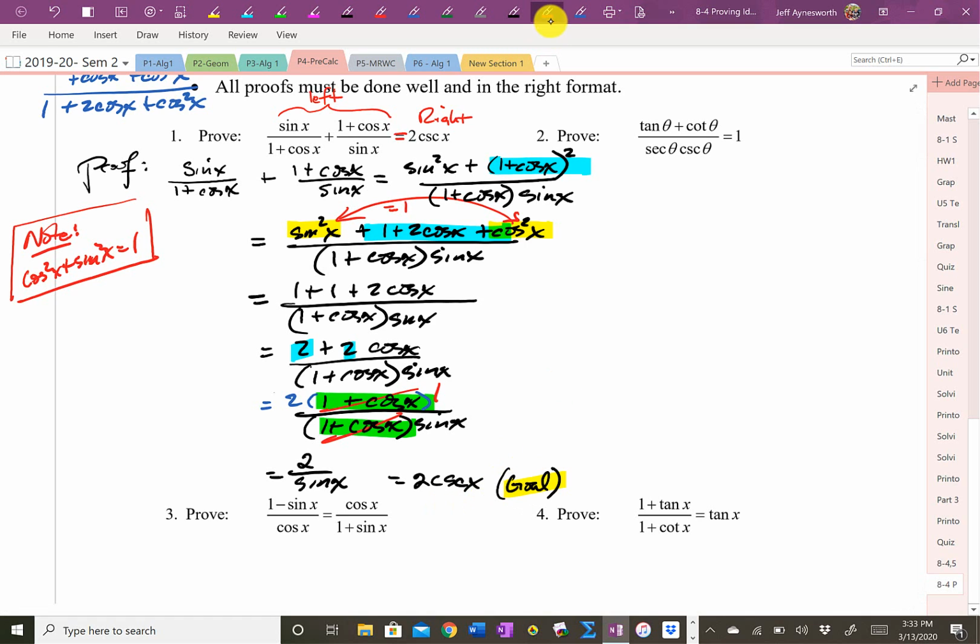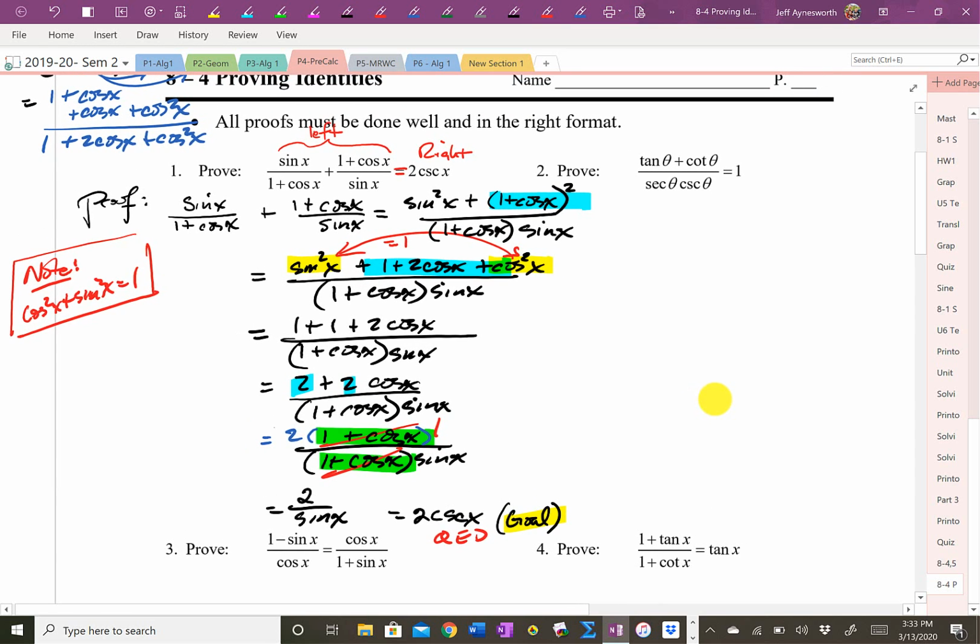So I can put this down, guys. I can say QED, quod erat demonstrandum, that which was to be demonstrated. I demonstrated that the left side is actually equal to the right side through a series of equalities. And by the way, these equal signs are important. If you don't put them in, your proof is not valid. So make sure you do.